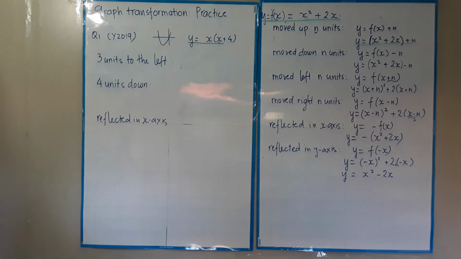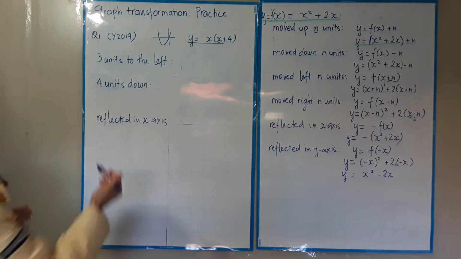Remember, you follow the steps. What is said first is done first. So don't mess it up. You have to move to the left first, and then move down and reflect. Okay? So if you take this equation you've already got, move to the left 3 units. When you move to the left, you substitute x with x plus something. This time you substitute x with x plus 3.